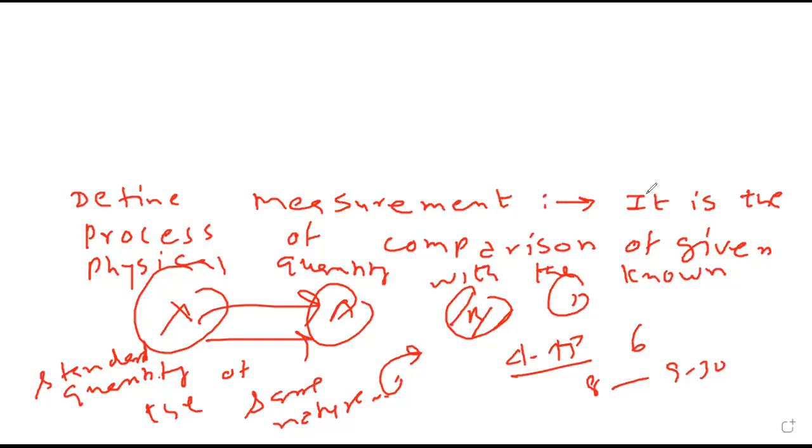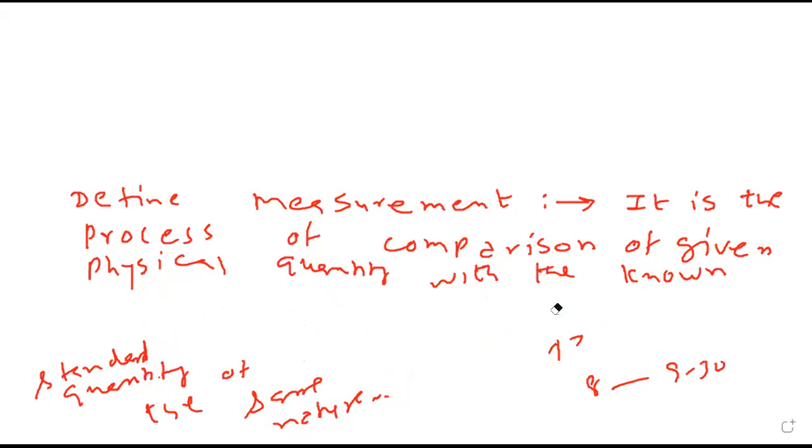Memorize this 4-5 times in your brain so that when I ask, you'll be able to answer. You have to revise and memorize this in the class itself, in front of me. When done, tell me, because it is an easy chapter. It is the process of comparison of a given physical quantity with the known standard quantity of the same nature. Has it been memorized? Can anybody tell me now the definition of measurement? Yes, can you tell? So measurement is the process of comparison of a given quantity to a standard known quantity of the same nature. Same nature, that is also important.